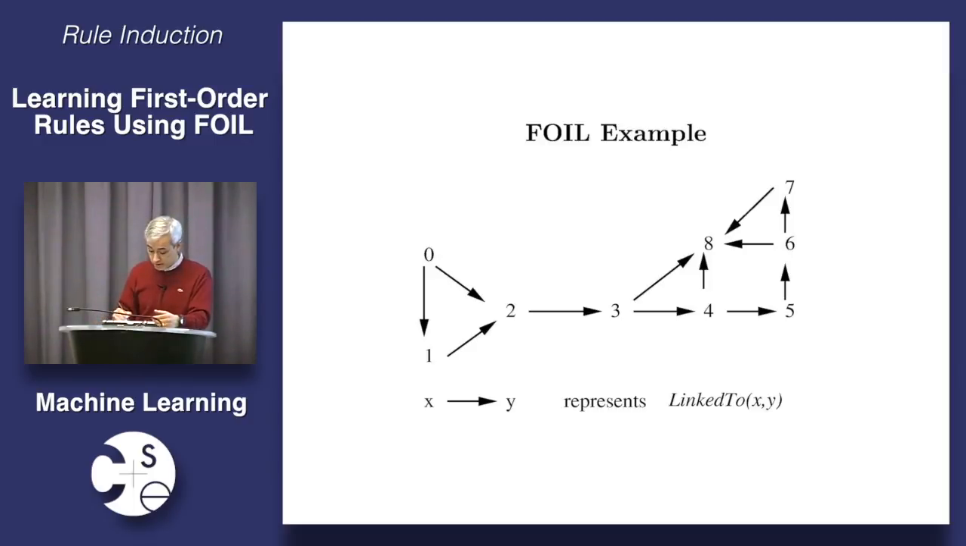Right, so I'm trying to predict can reach from link to, right? I can reach A from B if A is linked to something and something is linked to B, right? So I'm going to try to build rules that predict can reach in terms of link to. Anything else?